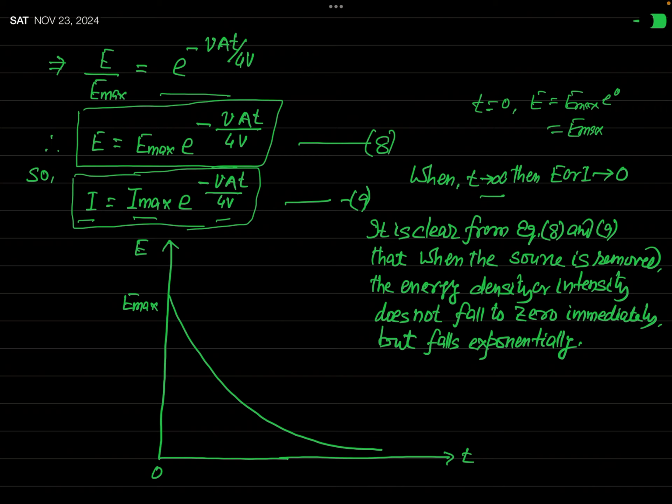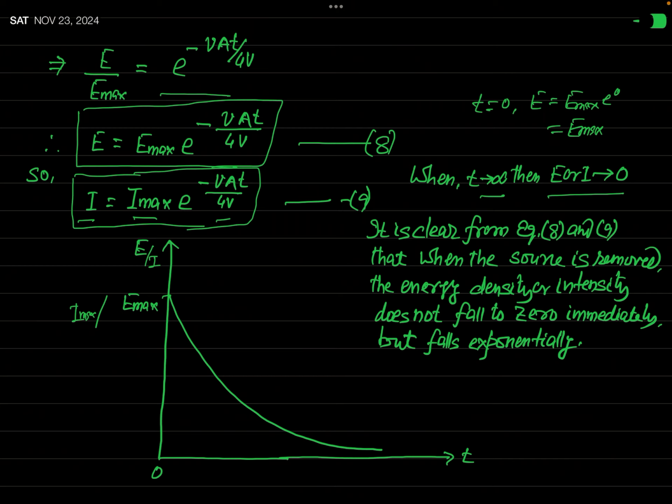But when t tends to infinity, then e to the power minus infinity will become 0, and that's why E or I both will tend to 0. So the variation of this E, or you can say I, against t is like this. Here you can also write the value I max. At the initial moment E is E max or I is I max, and as time passes this exponentially decreases, and when t tends to infinity, then E or I becomes 0.